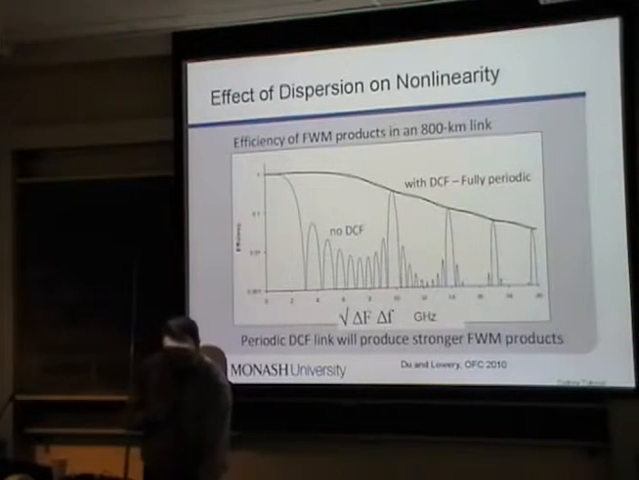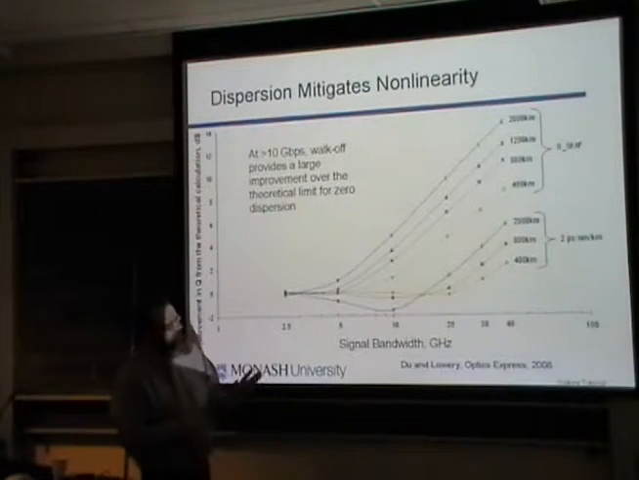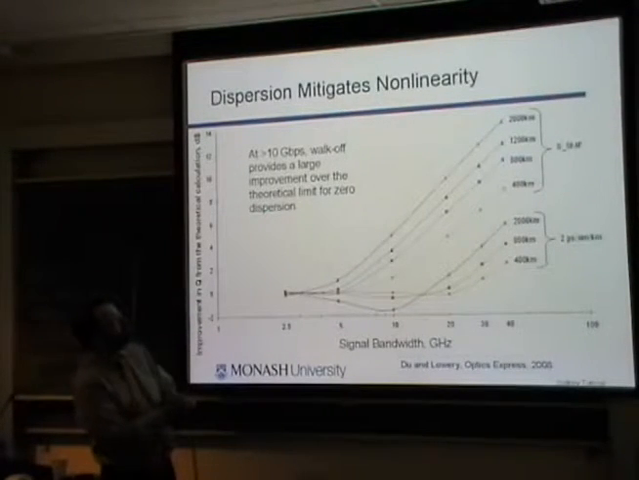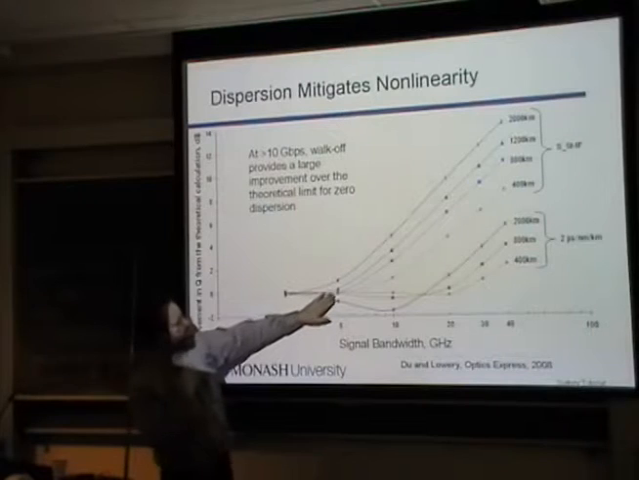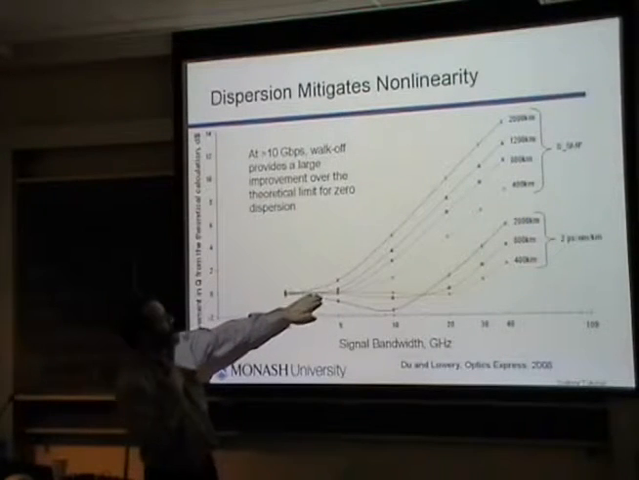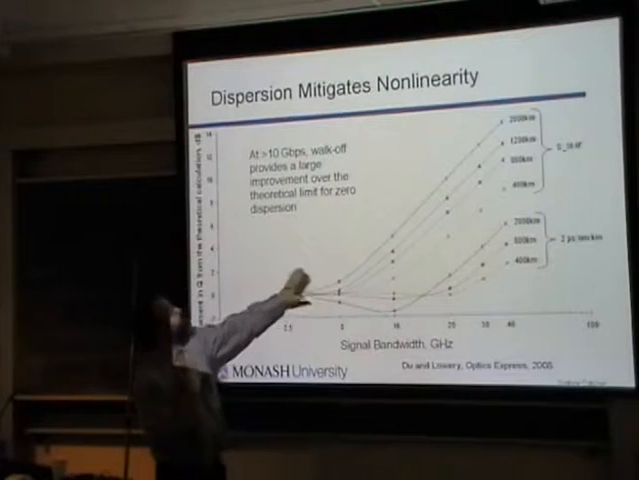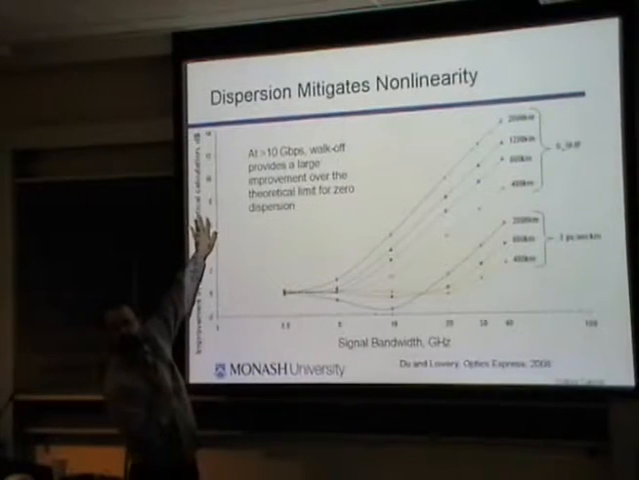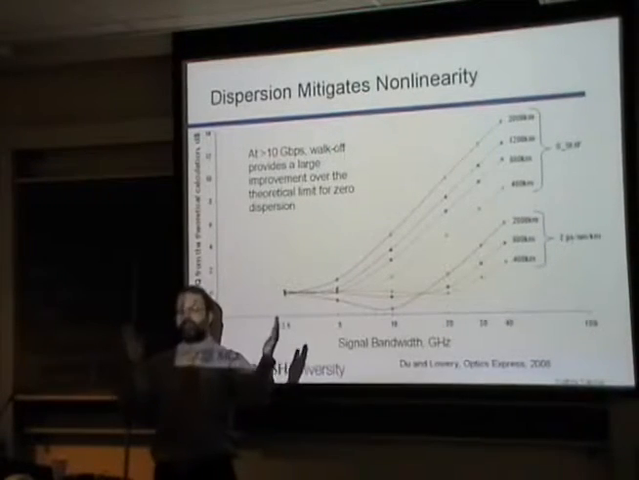So this is what inspires the next work. This is a bit of a result of system calculation. When we did OFDM originally, the signal bandwidth was about 5 gigahertz, and so there was no improvement due to walk-off. This graph is improvement due to walk-off, which is dispersion, versus the bandwidth of the signal we're transmitting.